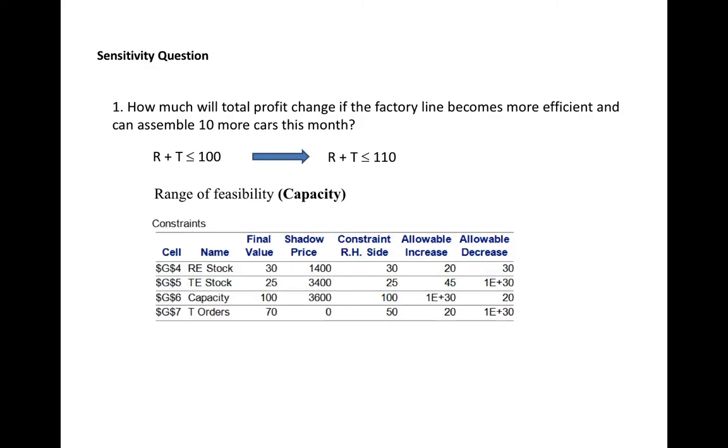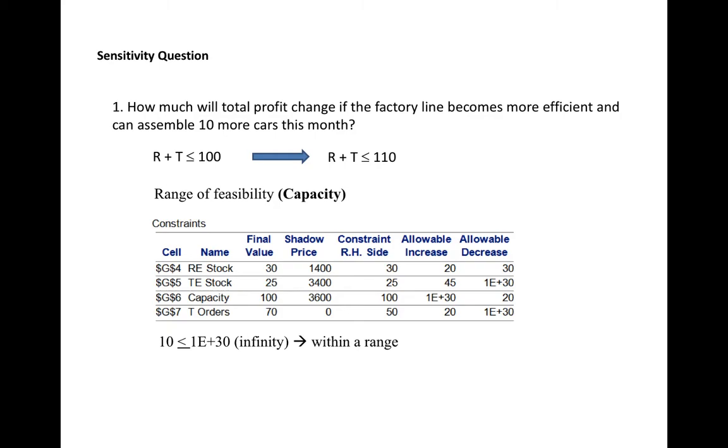Then I say this is about the range of feasibility. So we have to take a look at the allowable increase and allowable decrease of my capacity. The first thing to do is to check whether the change is within the range. It increased by 10, and 10 is less than or equal to my allowable increase, which is infinity according to the sensitivity report. We know that this is within the range.